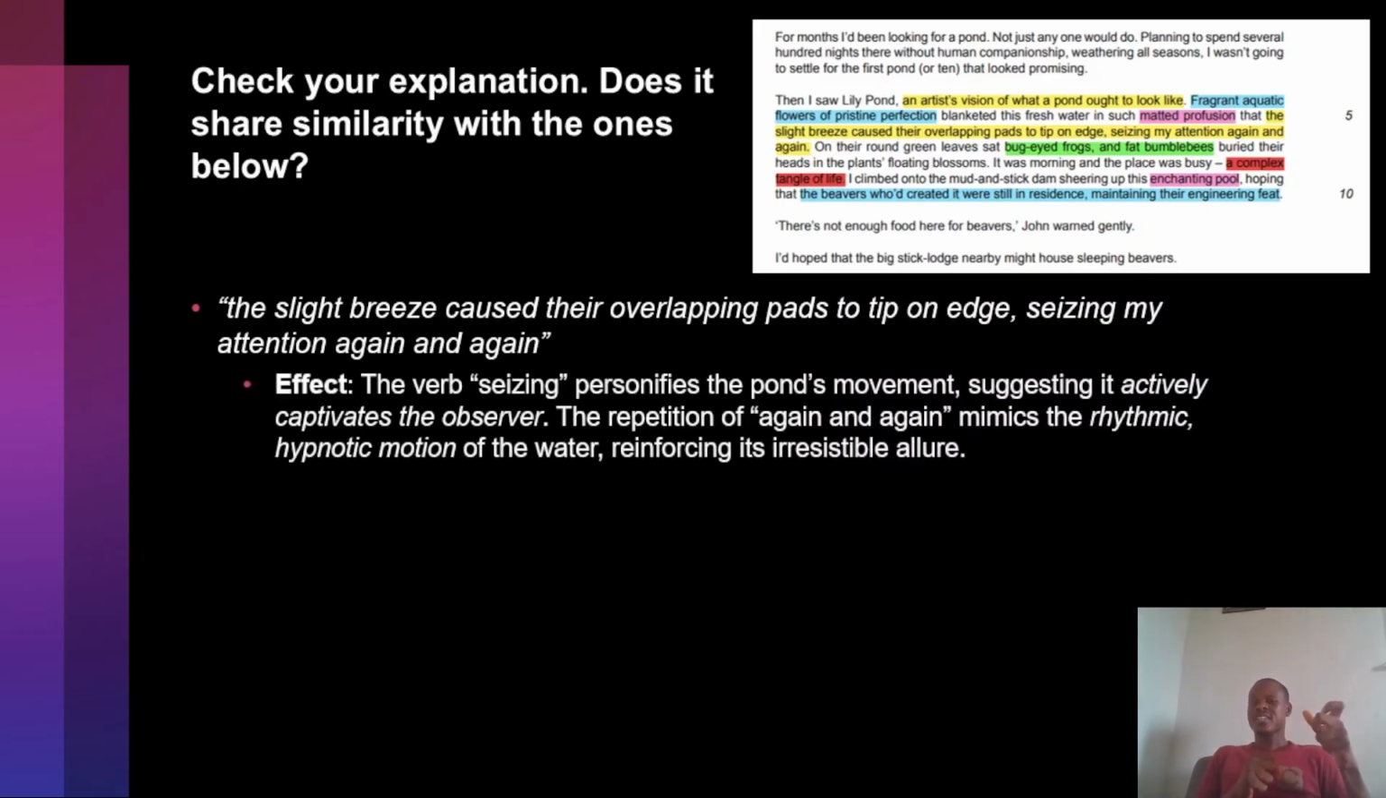The verb seizing personifies the pond's movements, suggesting it actively captivates the observer. You're getting it? The repetition of again and again mimics the rhythmic, hypnotic motion of the water. All right, like it is transfixing. Like when you see it, you can't just stay away. You just feed your eyes gluttonously, reinforcing the irresistible allure of the lily pond. Right. So the next is the bug-eyed frog and the fat bumblebee.